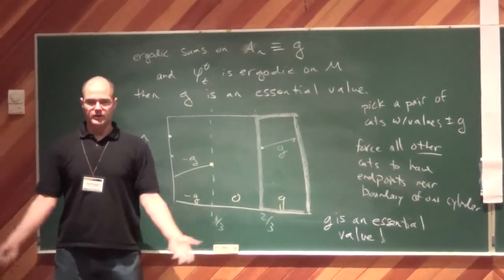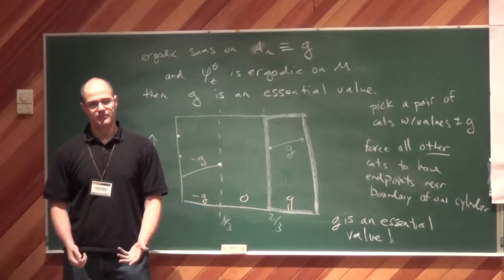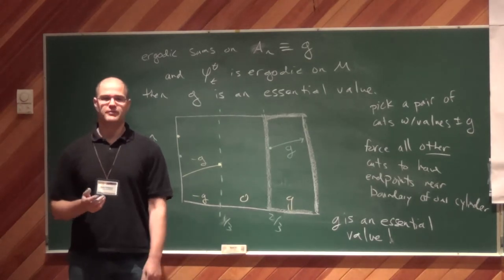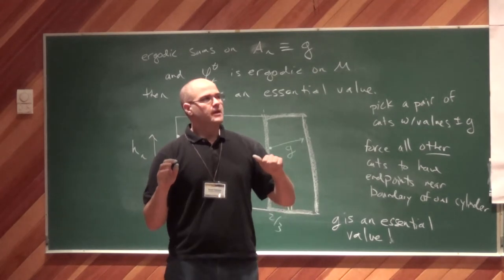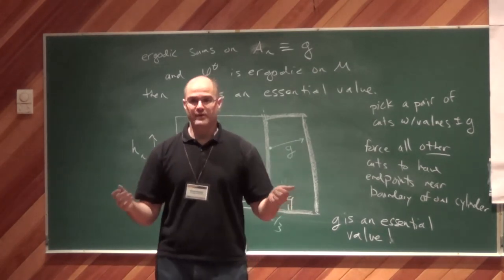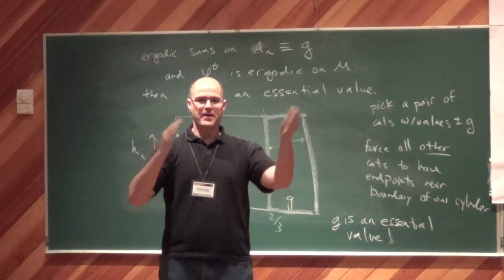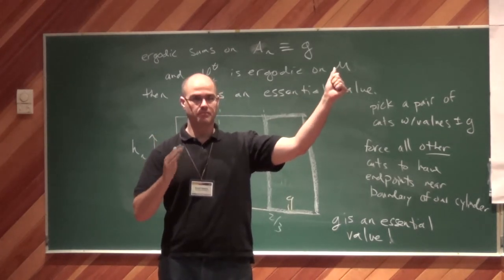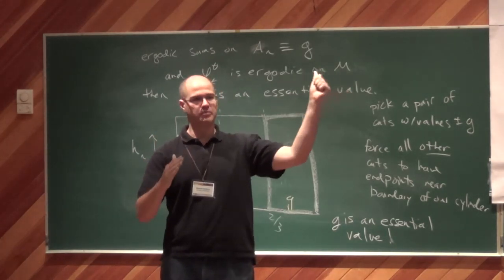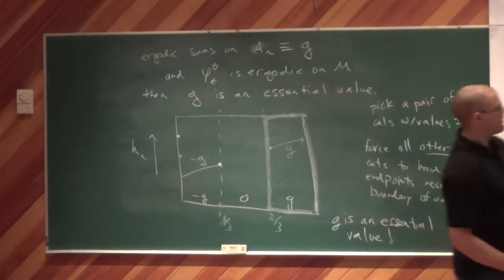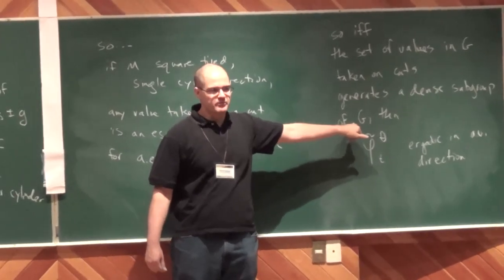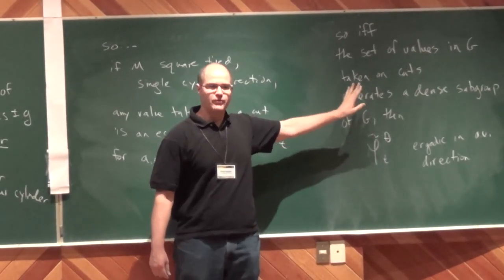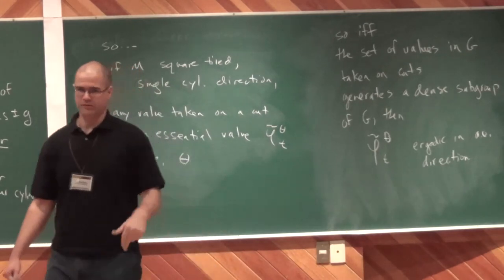So using this randomized procedure of starting off with our compact square tile translation surface and randomly throwing down pairs of cuts in a very reasonable way to even hope for ergodicity, namely pairs of congruent parallel segments tagged with plus or minus g, where the set of values we choose on the various cuts generates a dense subgroup. That would have all been very necessary to even hope for ergodicity. If we do that, then almost certainly we have ergodicity in almost every direction.